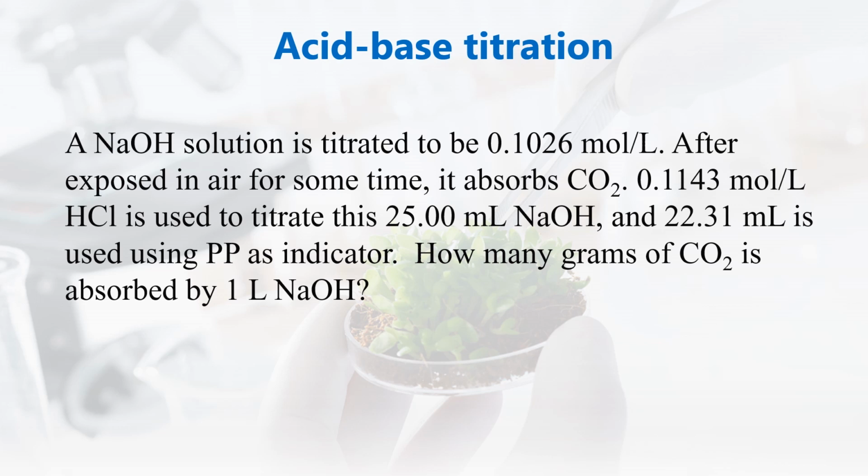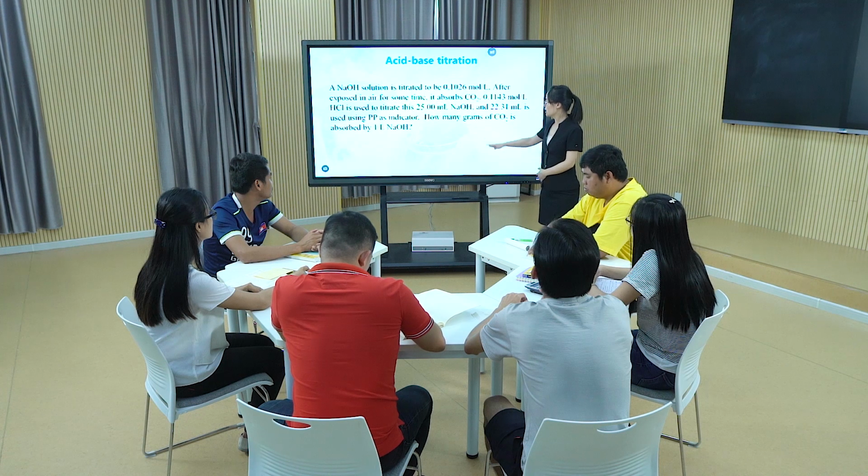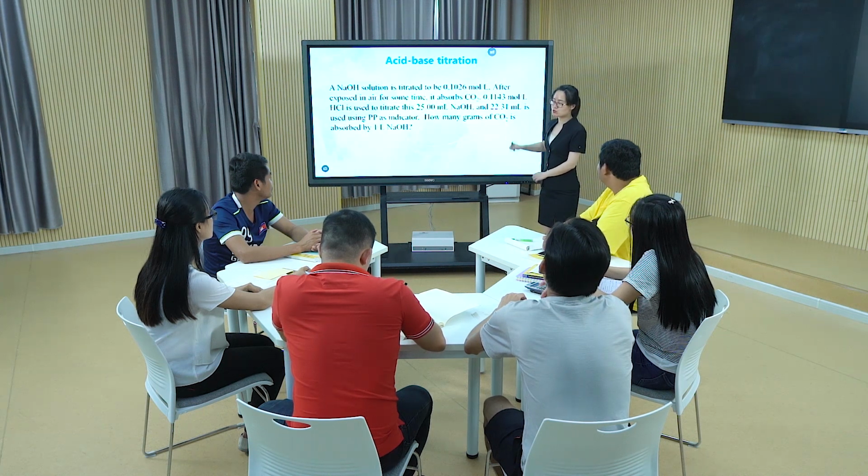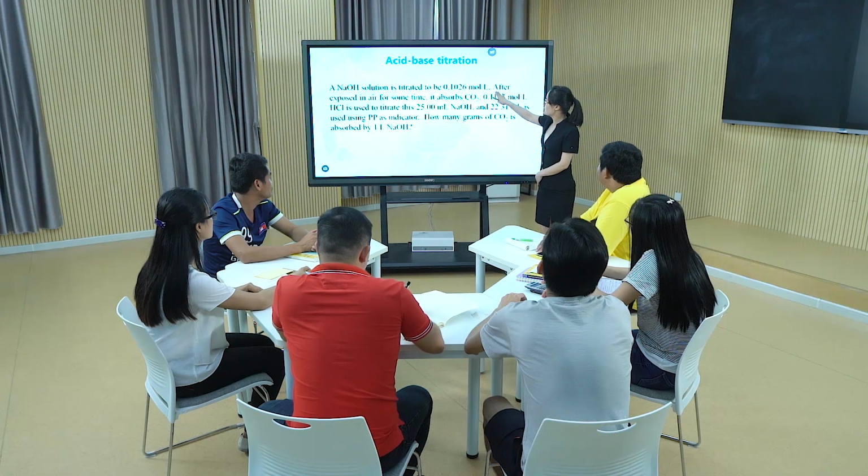Then 0.1143 mole per liter hydrochloric acid is used to titrate this 25 milliliter sodium hydroxide, and 22.31 milliliter is used when using pp as indicator. So how many grams of carbon dioxide is absorbed by 1 liter NaOH? So before we calculate the grams of CO2, first we look at this part.